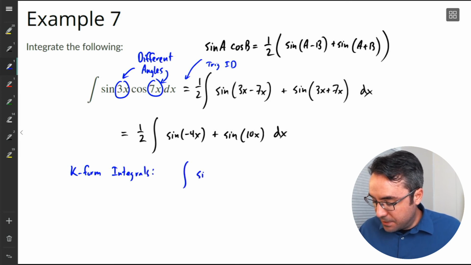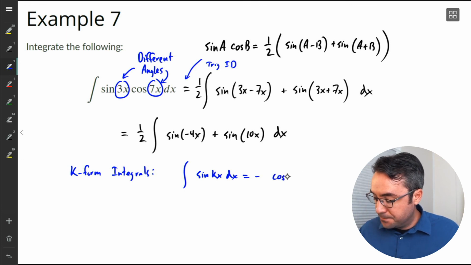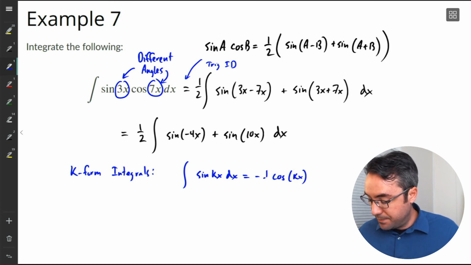What's the integral of sine of kx dx, where k is just a constant? Well, the antiderivative of sine is negative cosine. We keep the inner function the same, so it's going to stay kx. And then we take that constant multiple, flip it, and put it in front.